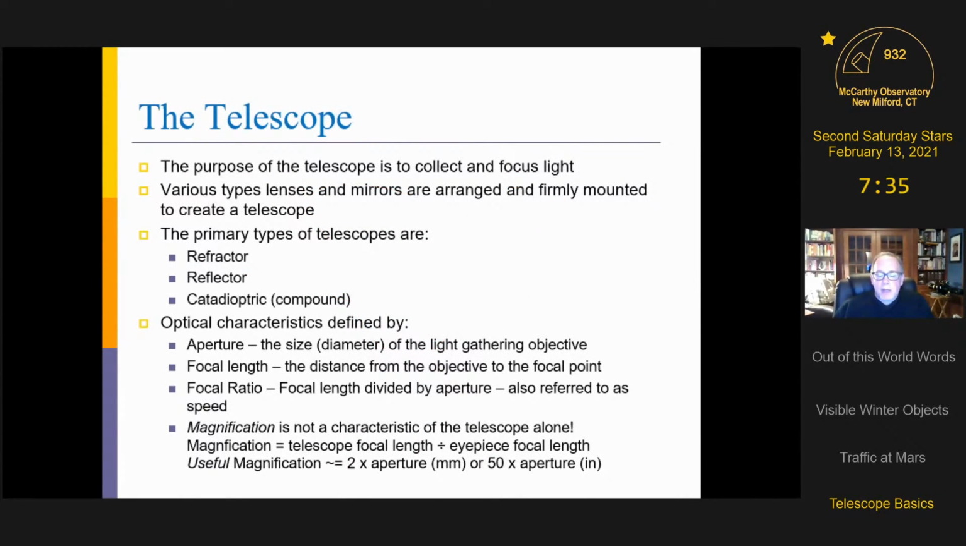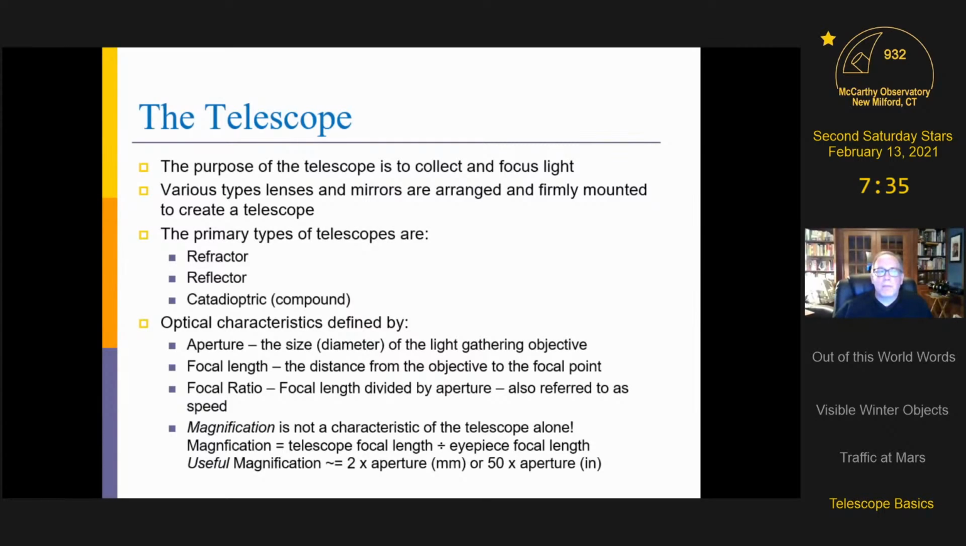So, what's the purpose of a telescope? It's to collect and focus light. It's a common misconception that it magnifies the light. It doesn't. It just collects a lot of it and focuses it into a smaller area so we can see it better. Various types of lenses and mirrors get arranged and are firmly mounted with respect to each other to create the telescope.